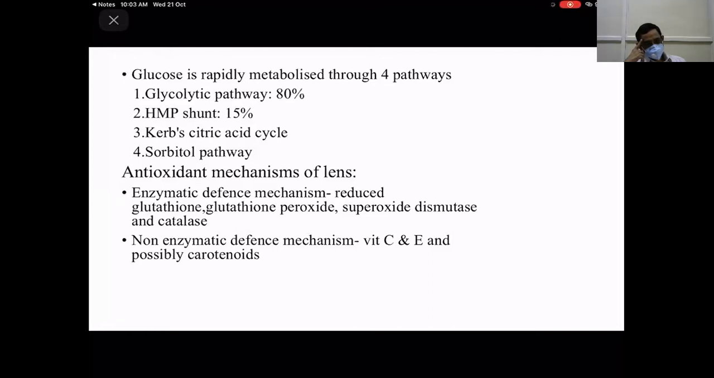Antioxidant mechanisms of the lens are the enzymatic defense mechanism, which includes reduced glutathione, glutathione peroxidase, superoxide dismutase, and catalase. Non-enzymatic defense mechanism includes vitamin C and E and possibly carotenoids.